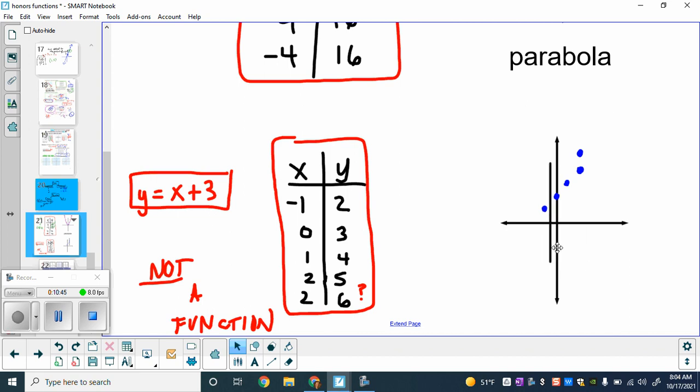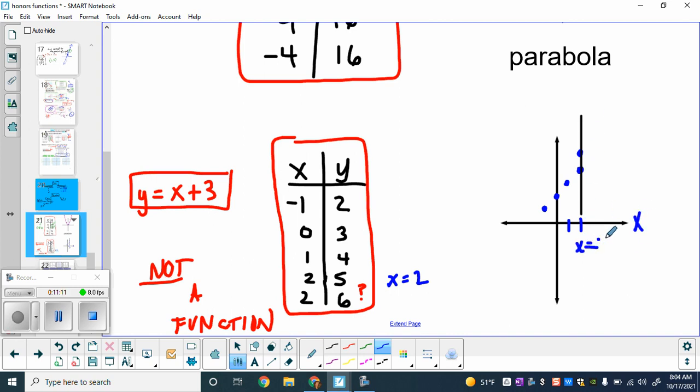When you take a vertical line and put it through any of the points, if it goes through 2 points at once, it fails the vertical line test, and you can see right here we can spot where it fails at x equals 2. And now that you guys know about vertical equations, think about what the equation of this line would be. It's up and down and crosses through the x-axis, so this is the equation of the line x equals 2. So there is where it fails.